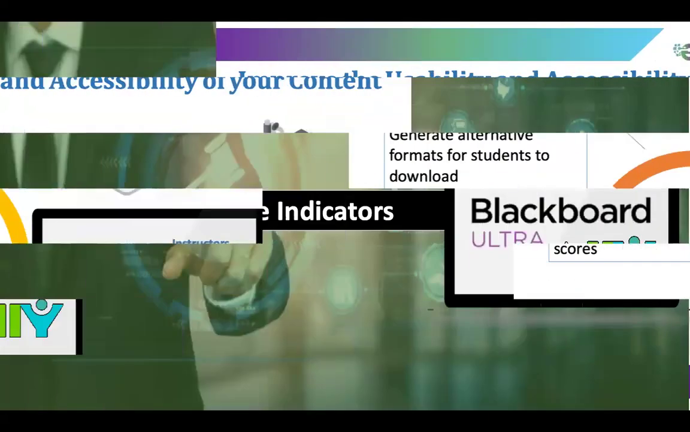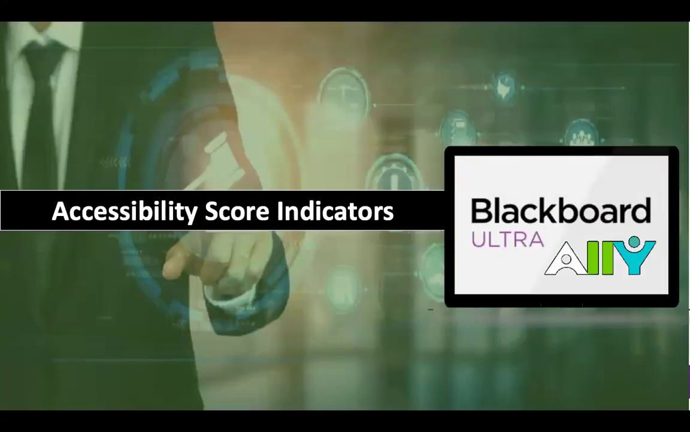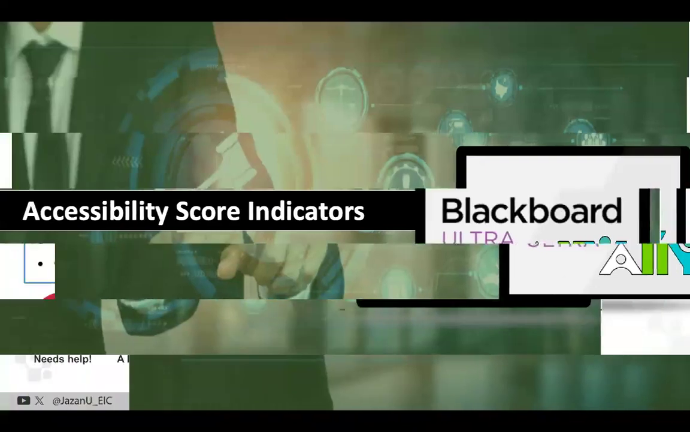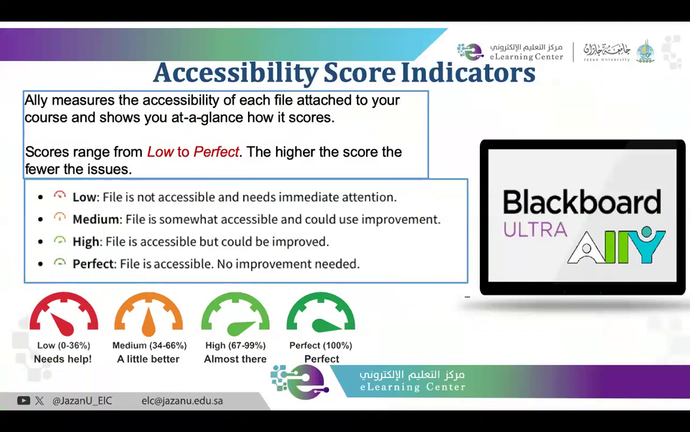Now the point is the accessibility score. Let's get to know the accessibility score indicator. What does it mean and how does it work for the instructor? Okay, accessibility score indicators basically give you an opportunity to know about your content.